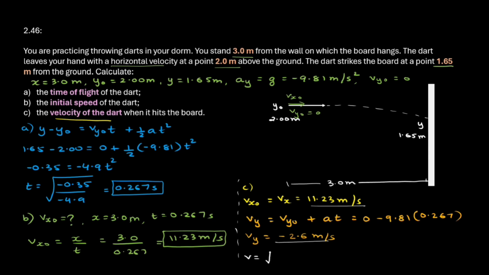V equals square root of vx squared plus vy squared. That will be equal to square root of 11.23 squared plus negative 2.6 squared. Do not forget to keep the negative sign here inside the bracket. That gives you the velocity of the dart when it hits the board to be equal to 11.53 meter per second.